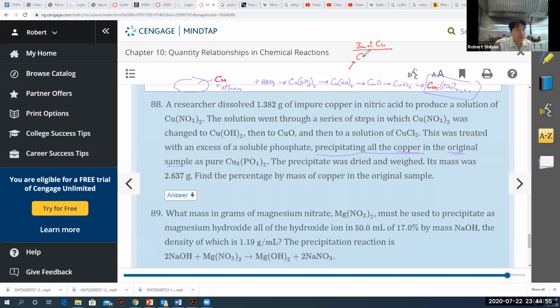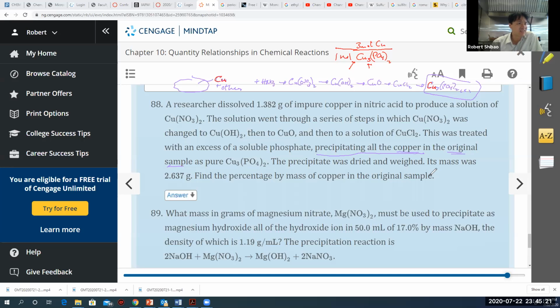for every Cu3(PO4)2. This is the 3. There are 3 coppers for every Cu3(PO4)2, for every 1. So it's a 3-to-1 mole ratio. For every 1 mole of Cu3(PO4)2, we get 3 moles of copper. And so this is a little bit tricky because there's so much stuff going on.